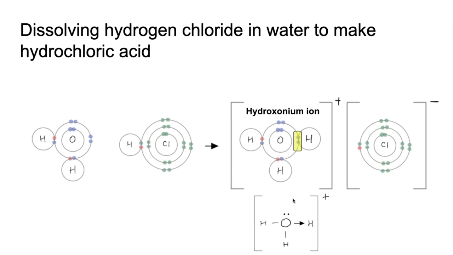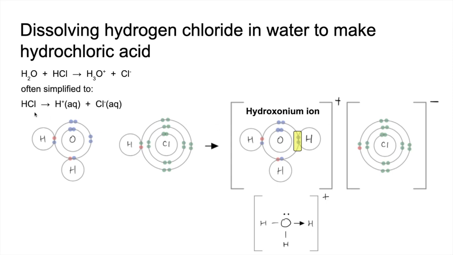And obviously we've got a lone pair still on the oxygen, so we would show that as a double dot. If we just move on to the equation now for the process, there it is there: H2O plus HCl gives the H3O plus ion and Cl minus. Now that's often simplified to this, which I'm sure you've seen before. So if you put hydrogen chloride in water, you end up with an aqueous H plus ion and aqueous chloride ion. Now technically the individual proton, the H plus ion, is too reactive to actually exist, but it's an accepted abbreviation for the hydroxonium ion.